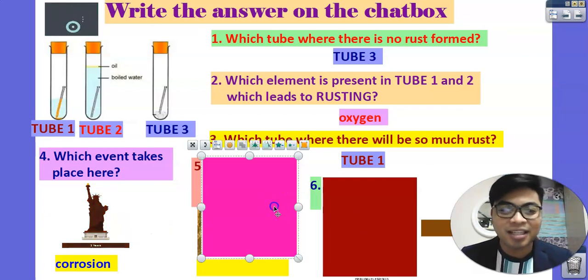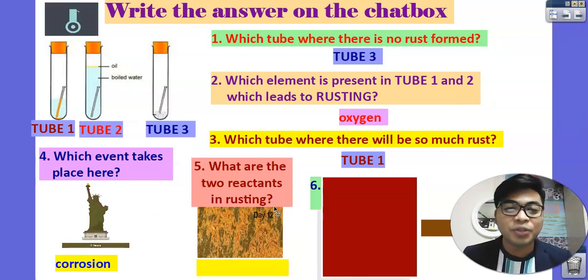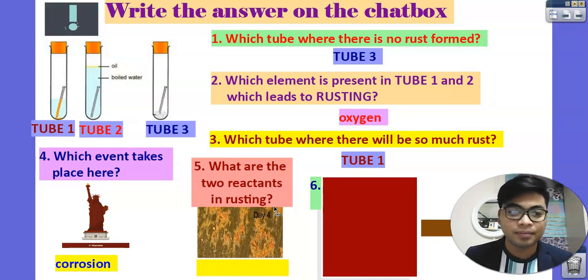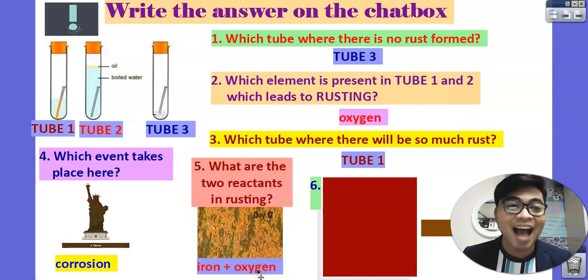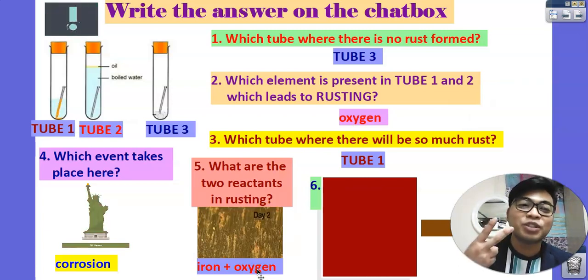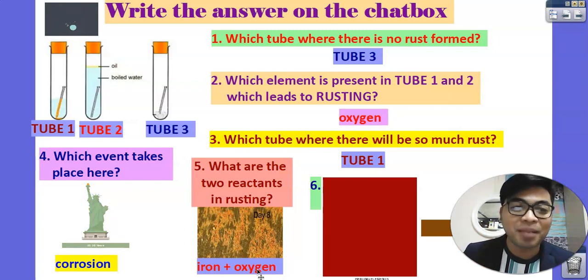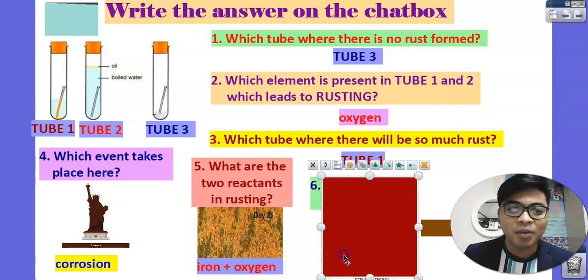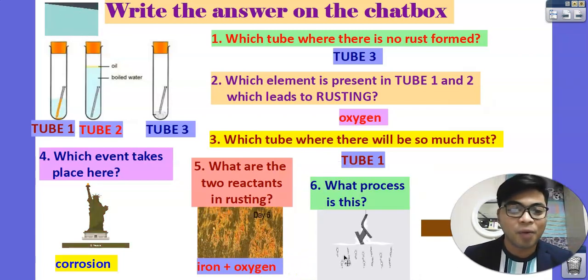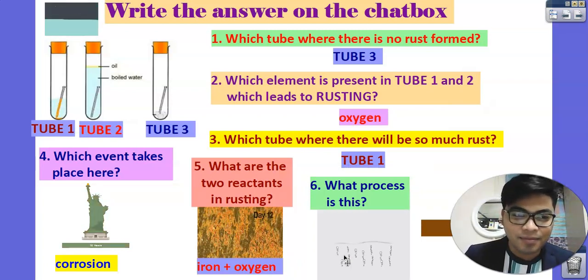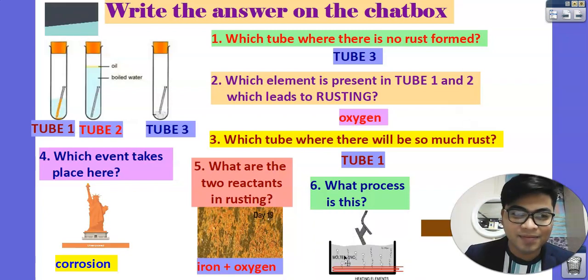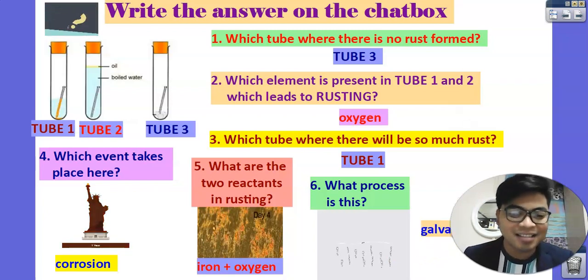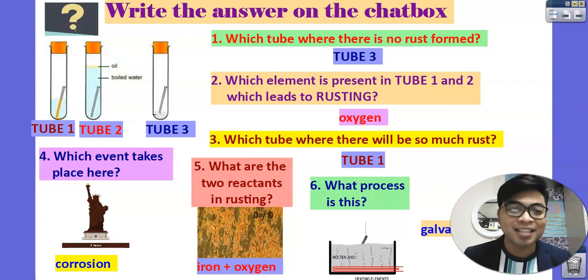Let's take a look at question number 5. What are the 2 reactants in rusting? You already have the answer? Let's see. It's iron plus oxygen. Remember, you need to have these 2 reactants to form rust. Iron plus oxygen because the product is iron oxide, otherwise known as rust. And let's take a look at number 6. What process is shown here? Let's see your answer. It's galvanizing. It's putting zinc on it.